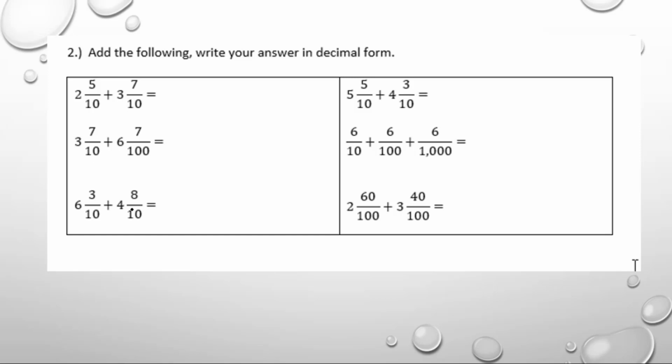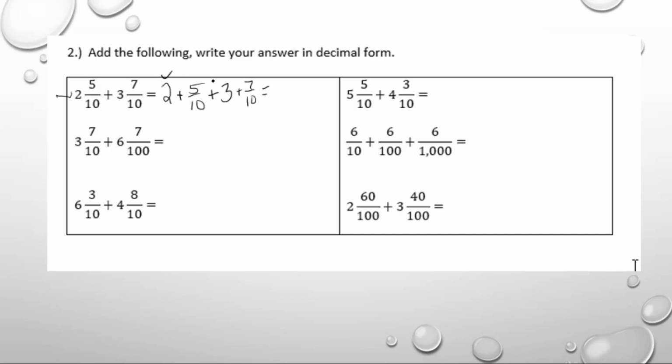So we're going to add these mixed numbers. So I'll do the first one here. I think what you really need to do is recognize how these are constructed. And you don't have to go through this whole process I'm going through, but I'll do it one time here. So this is 2 plus 5/10 plus 3 plus 7/10.